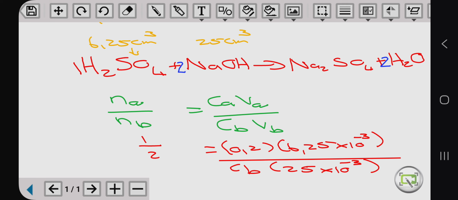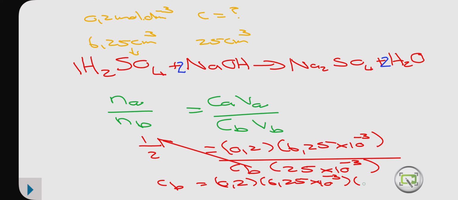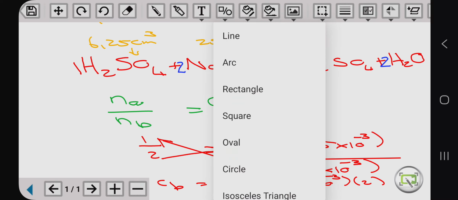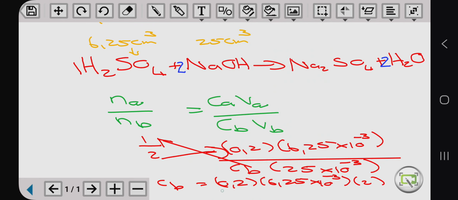Now let's do some cross multiplication. I'm going to multiply CB with the 1, and then our final step will be 0,2 times 6,25 times 10 to the negative 3. And we multiply that with 2 because of the cross multiplication. And all of this we divide with 25 times 10 to the negative 3.